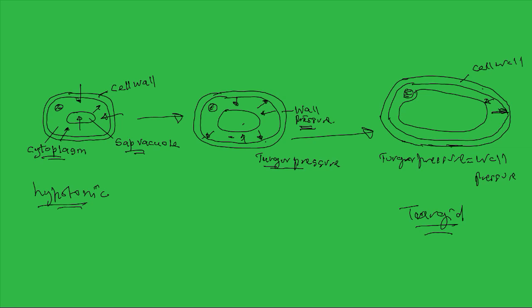Now, turgidity is important in plants in maintaining the shapes of the plant cells, thereby providing support and the upright posture of seedlings, leaves, and young stems.